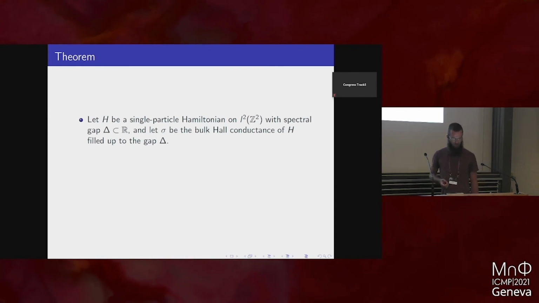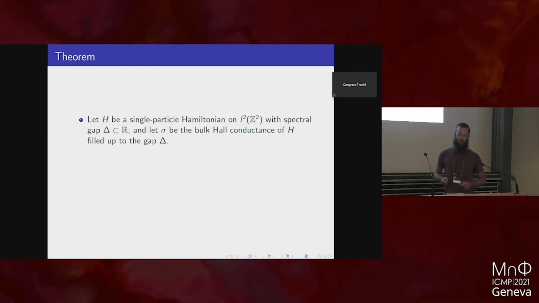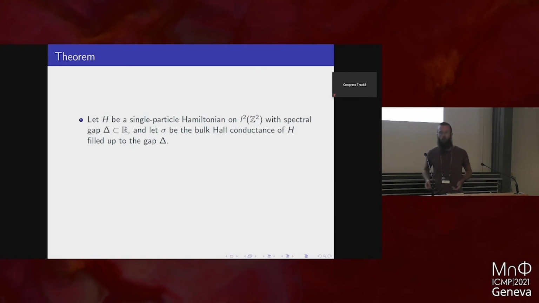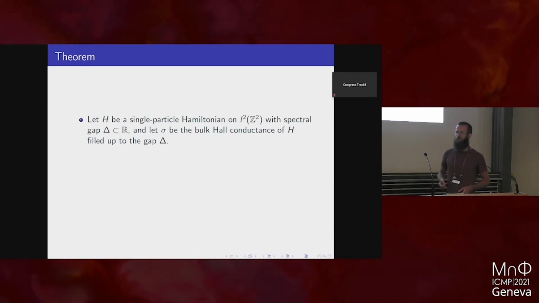So I will model a Hall insulator by a single particle Hamiltonian H in the bulk, so to speak, on an infinite lattice Z^2. And I assume it to have a spectral gap, which makes it an electrical insulator. And I assume this material to be such that it is a non-trivial Hall insulator, so that it indeed has this Hall conductance in the bulk.